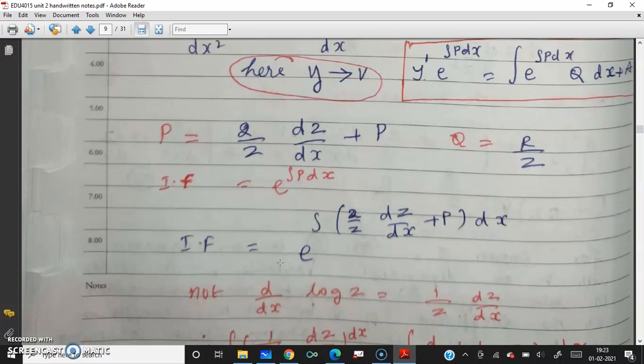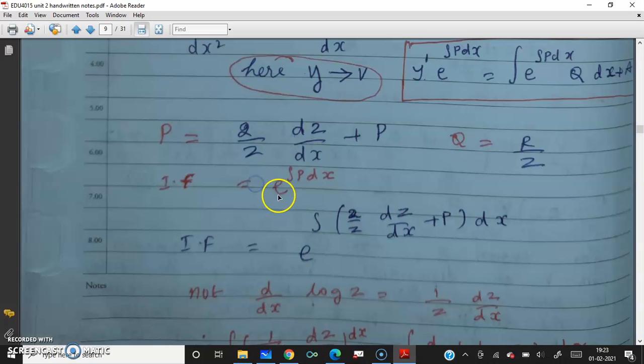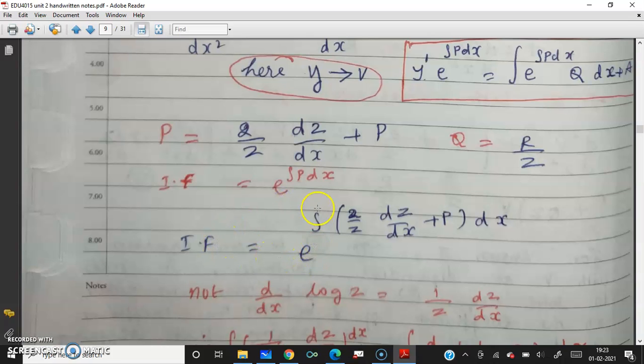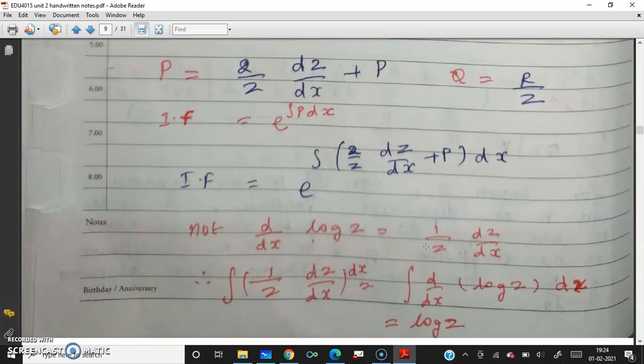What is the integrating factor? E to the power integral p dx. So the integrating factor equals e to the power integral of 2 by z dz by dx plus p into dx. Note that d by dx of log z is nothing but 1 by z dz by dx. If you take the integration of 1 by z dz by dx with respect to dx, it is nothing but the integration of d by dx of log z into dx, that is log z.